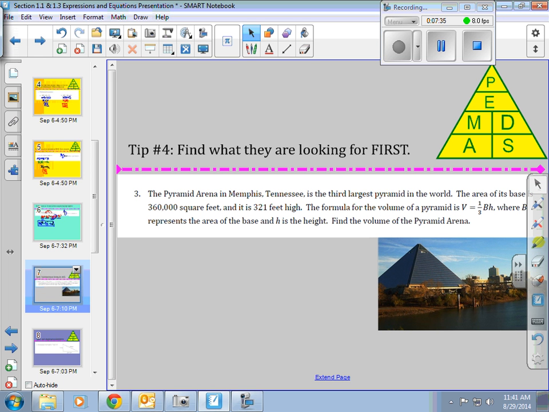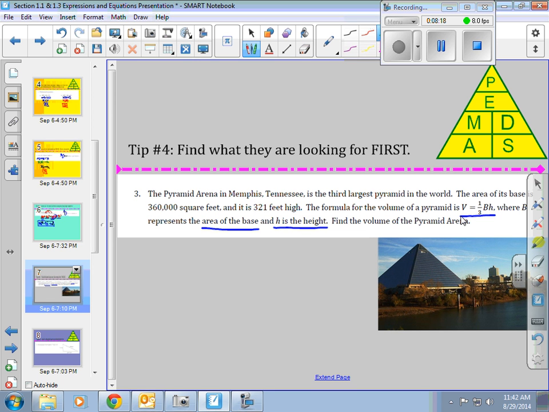All right, example 3 then. The Pyramid Arena in Memphis, Tennessee is the 3rd largest pyramid in the world. The area of its base is 360,000 square feet, and it is 321 feet high. The formula for the volume of a pyramid is volume equals 1/3 base times height, or capital B, okay, and capital B represents the area of the base. So it's not just whatever one of the lengths of the base is, it has to be the area, and H is the height. Okay, so it says find the volume of the Pyramid Arena.